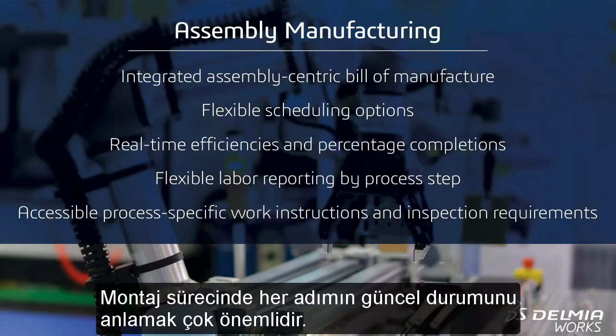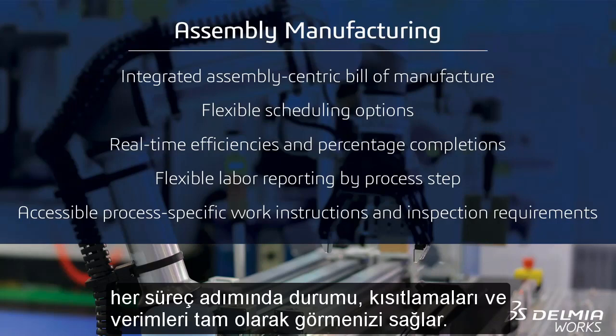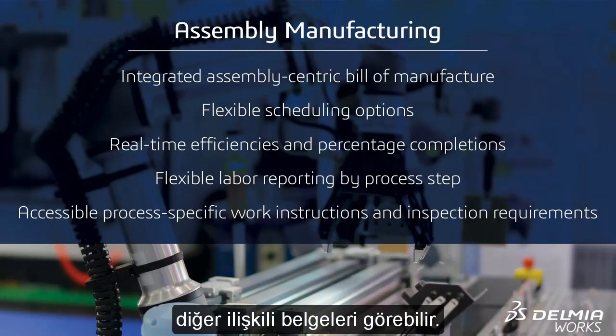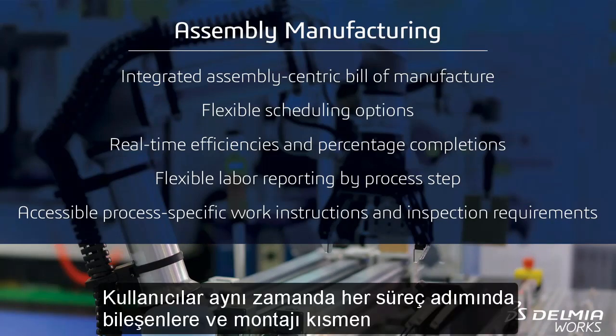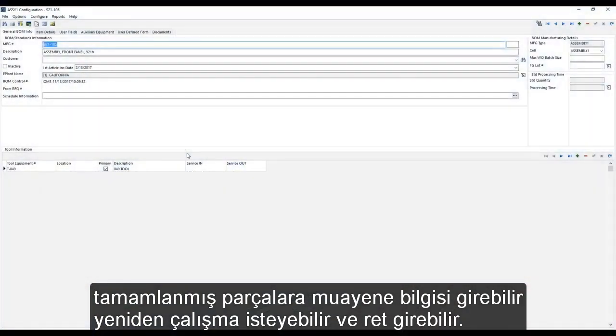Understanding the current status of each step in the assembly process is critical. With DELMIAWORKS, real-time labor reporting tools provide you the full visibility as to the status, constraints, and efficiencies in each process step. Using the DELMIAWORKS production floor application, users gain visibility into process-specific work instructions and other associated documentation. Users can also provide inspection, rework and reject components, and partially completed assemblies within each process step.